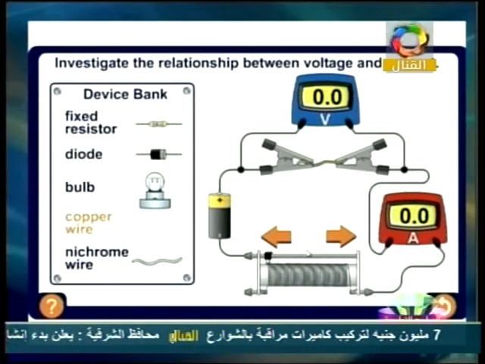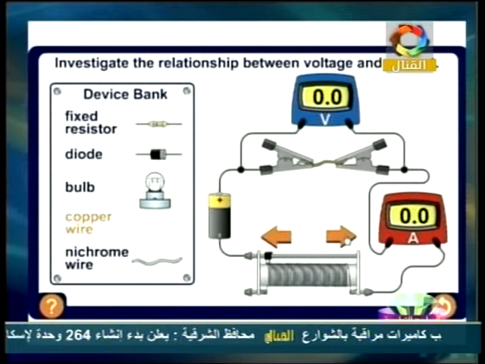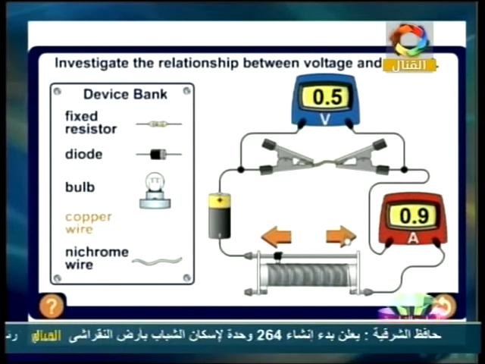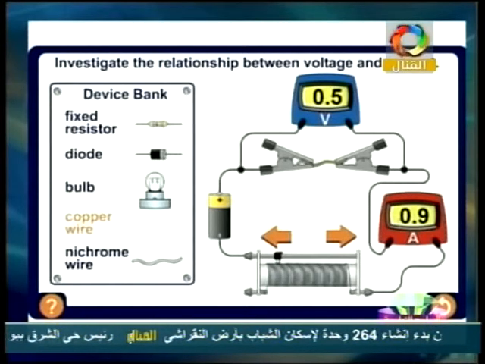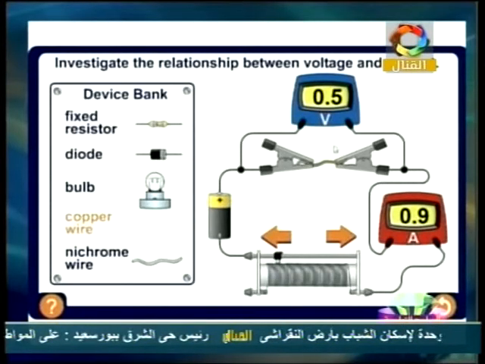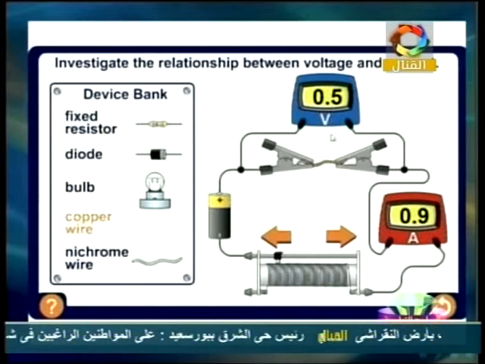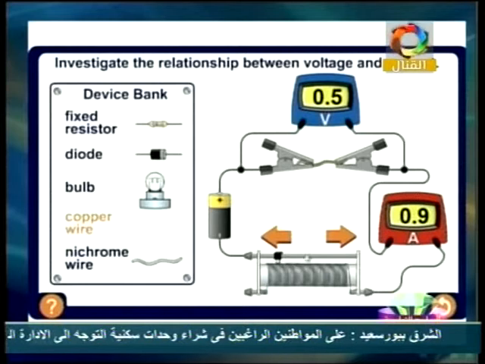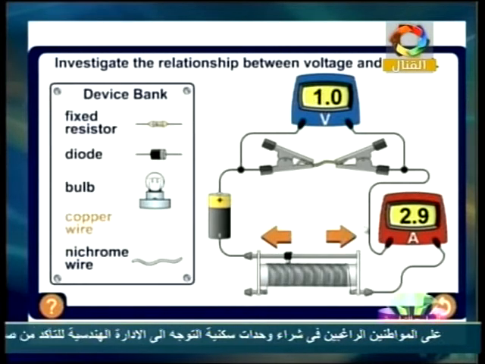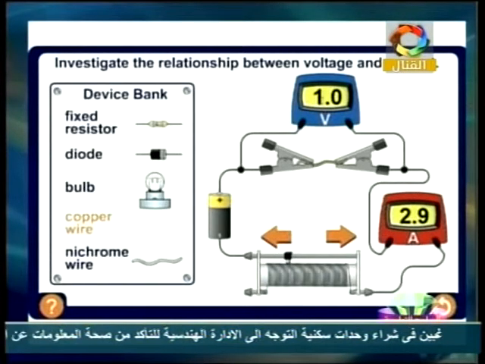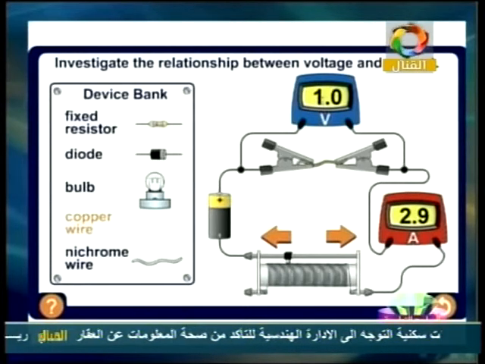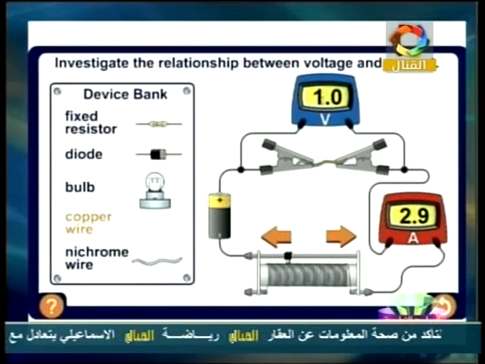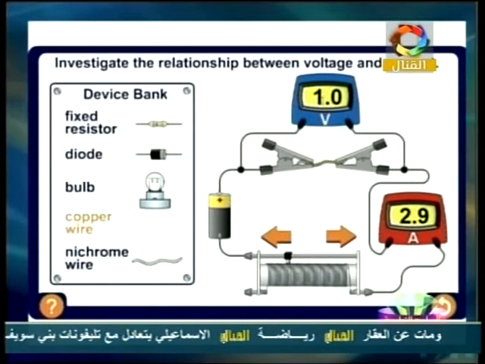After that, if I increase or decrease the coil of the rheostat like this, what will happen here? Here we have 0.9 amperes and 0.5 volts. What will happen after that if I decrease the coil here? Here we have 2.9 amperes and 1 volt. They increase with each other. So we have an increase in the first step and the second step.